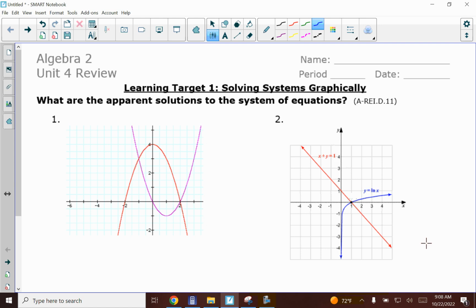Okay, the Unit 4 review has a lot of different ways that you can solve stuff. So I'm going to be showing you different resources that you can use to solve them, and then you can decide which one is best for you. So Learning Target 1 is about solving systems graphically.